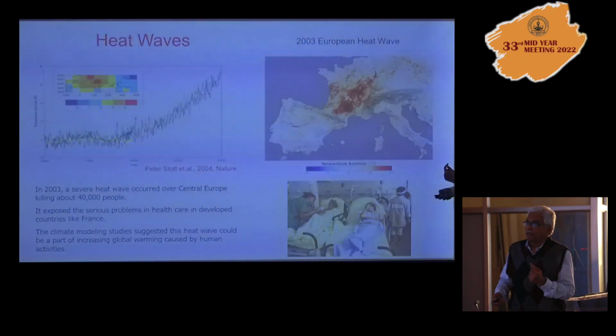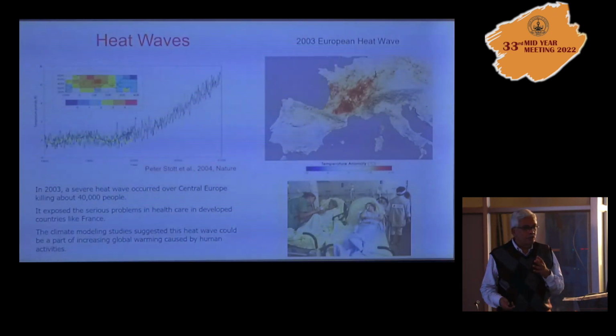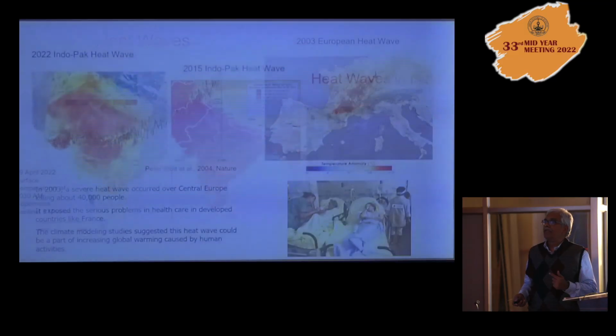There is one paper by Peter Scott, a very famous paper in Nature, which mentioned that this heat wave was mainly due to anthropogenic human activities. It could not have come mainly because of the natural variability. It was much beyond the natural variability. So climate change and human activities are causing this kind of heat waves in our day-to-day life.